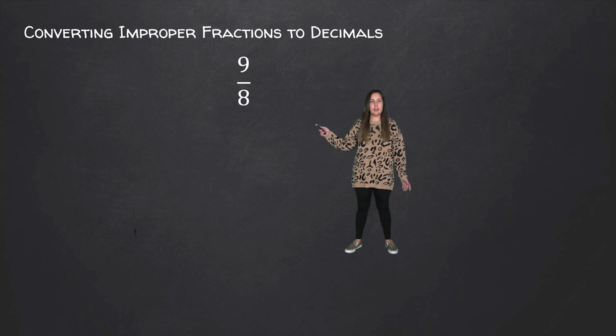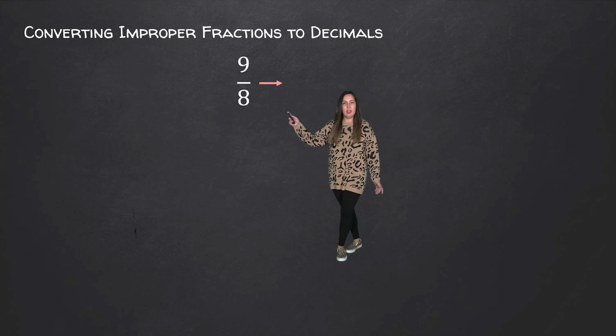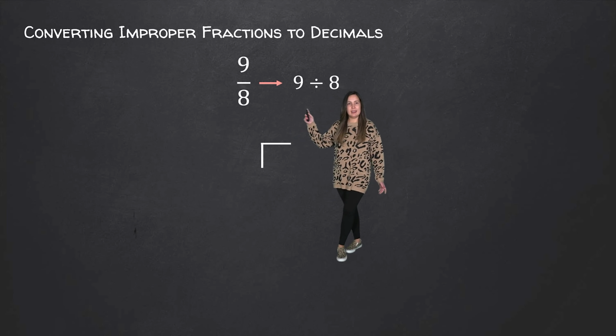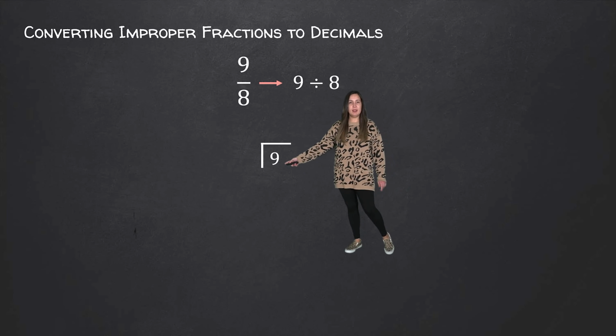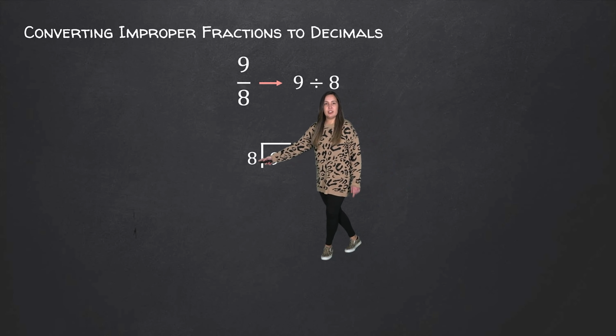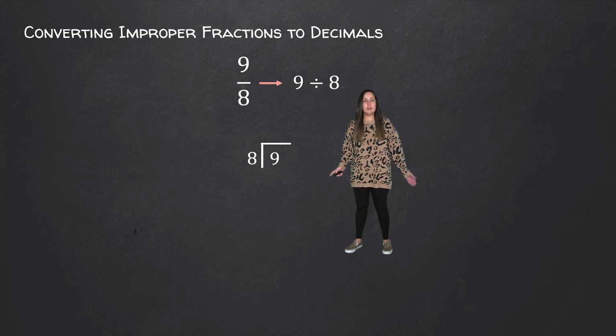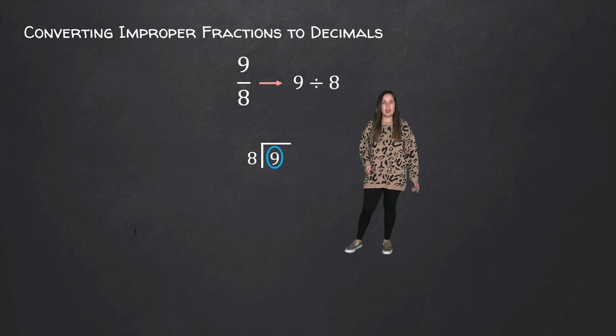So let's do another example. We have 9 over 8, which can be written as 9 divided by 8, where our numerator is our dividend and our denominator is our divisor. Then we ask ourselves, how many times does 8 go into 9? Well, 8 goes into 9 one whole time, and that's because 8 times 1 is equal to 8. Then we write an 8 there, and we subtract. 9 minus 8 is equal to 1.